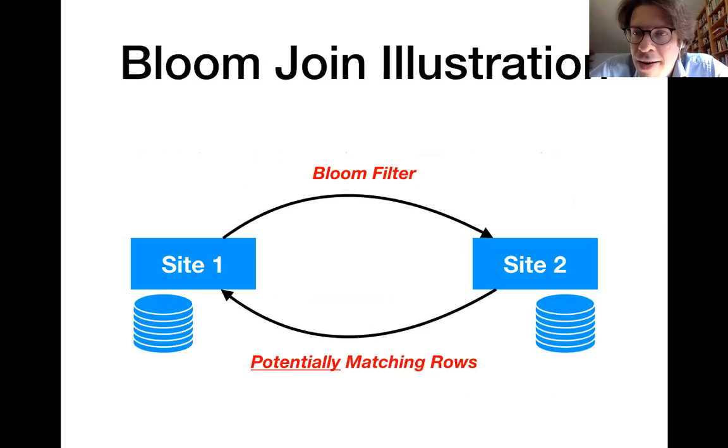It is, again, a two-step communication like for the semi-join, but the data that is communicated differs. In the first step, site 1 communicates the Bloom filter to site 2, instead of the actual values, which is smaller but also less precise. And then in the second step, site 2 communicates some superset of the relevant rows to site 1. So that might be a little bit larger than before, but hopefully not too much.